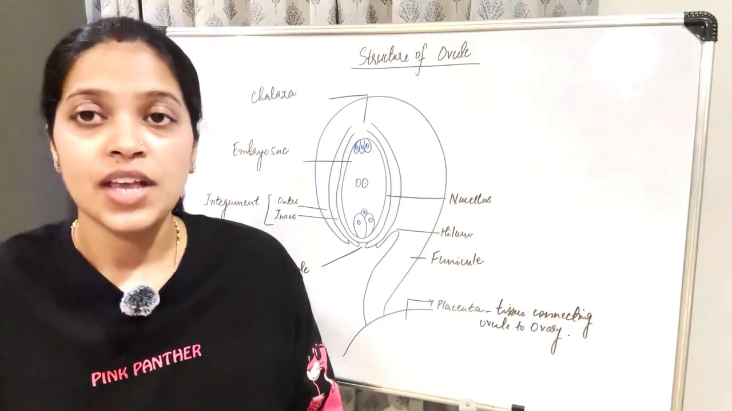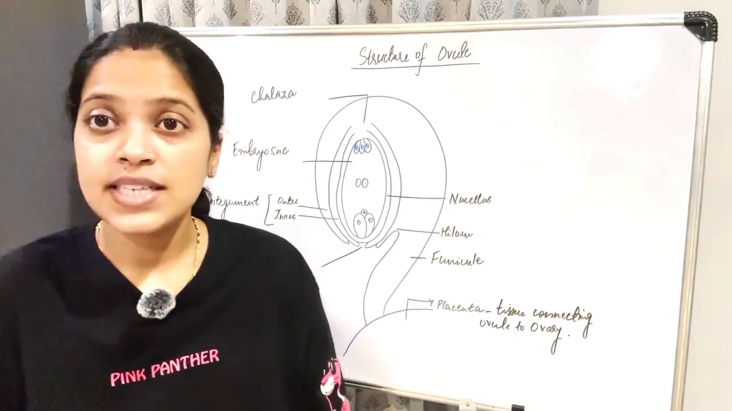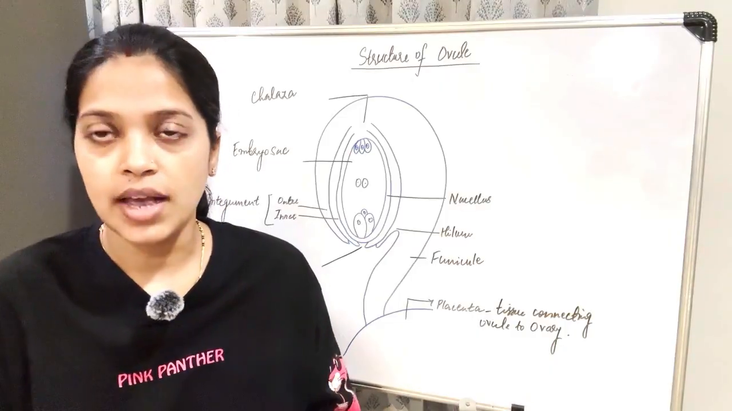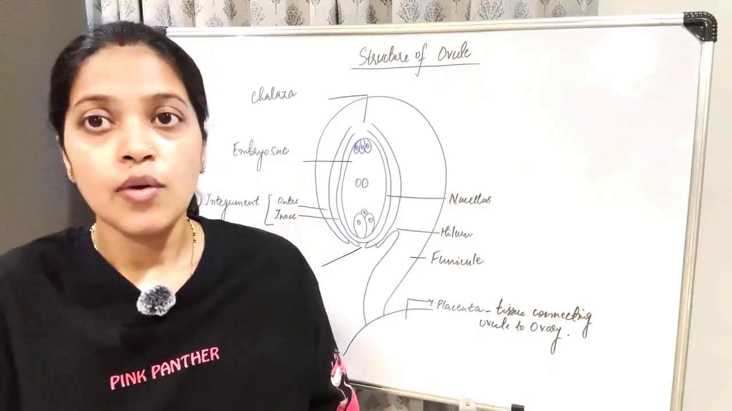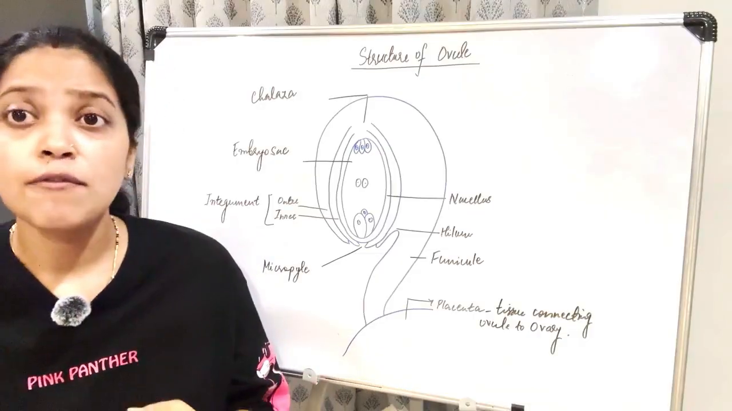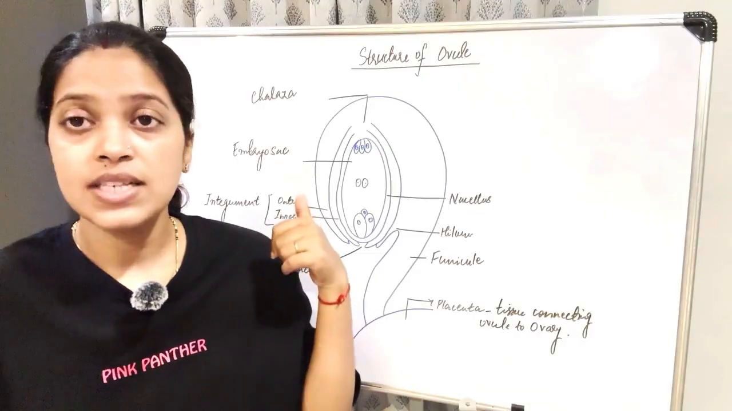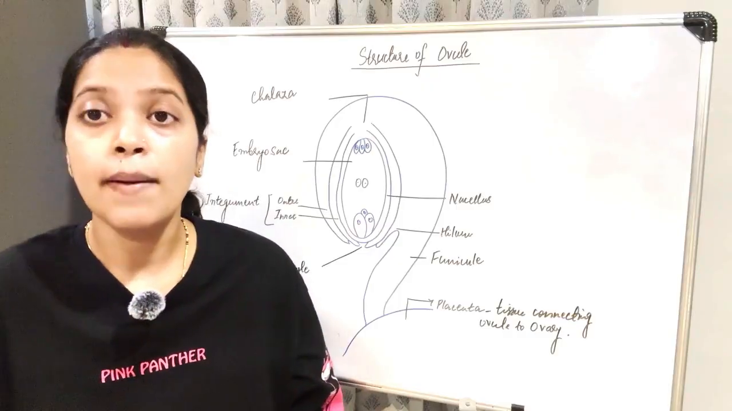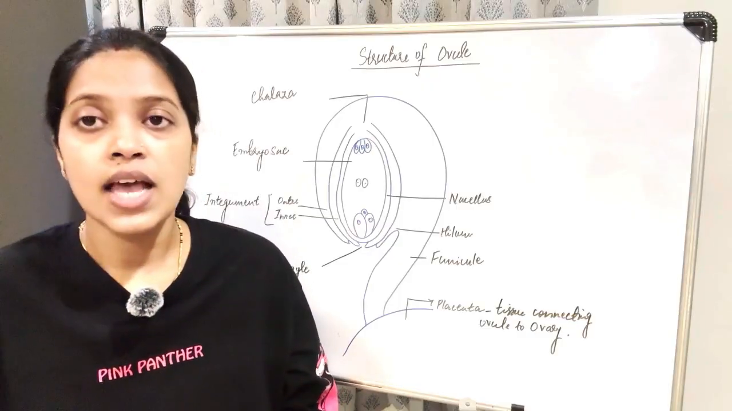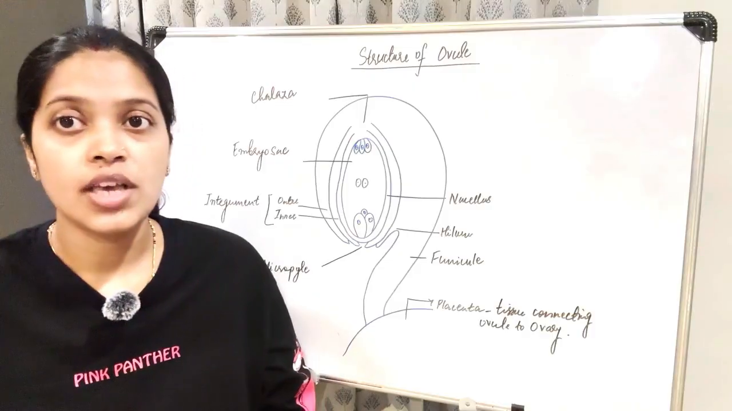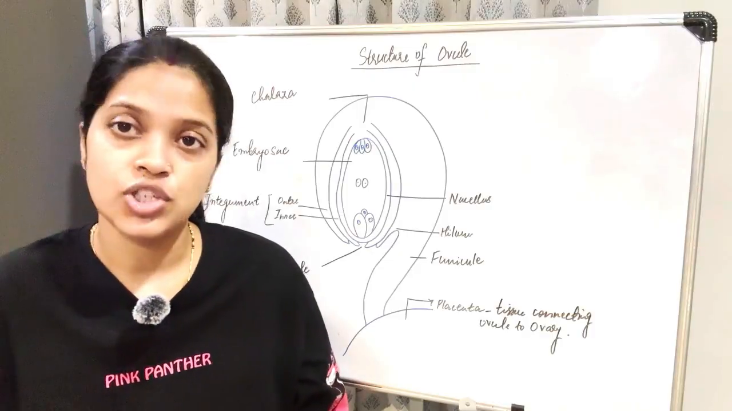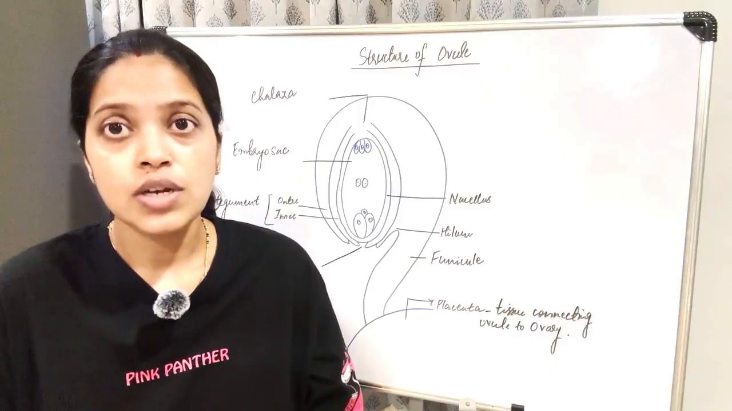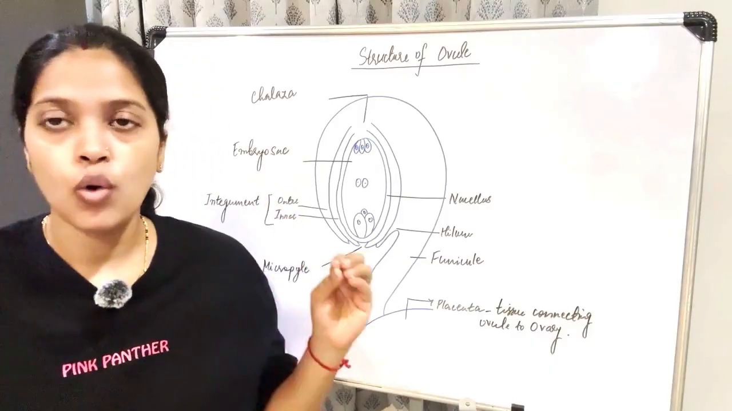Hello students, in today's lecture we will be discussing the development of the female gametophyte, which is the embryo sac. This topic will be covered in three segments. First we'll talk about the structure of the ovule, then we'll move to the process of megasporogenesis, and then in the end I will be talking about the process of megagametogenesis, which is the development of the embryo sac. So first we'll talk about the structure of the ovule.